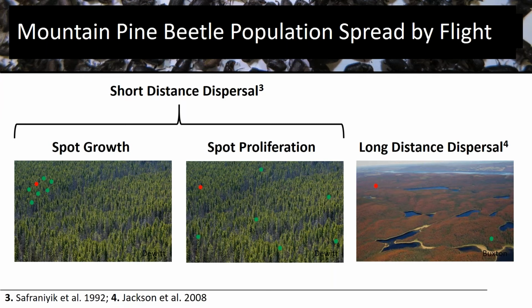These short distance dispersal flights that result in these two types of population spread are extremely variable and can range from only a few meters to some tens of kilometers. The third type of dispersal is long distance dispersal, where the beetle movement is aided by the wind. Long distance dispersal events can result in movement over hundreds of kilometers.